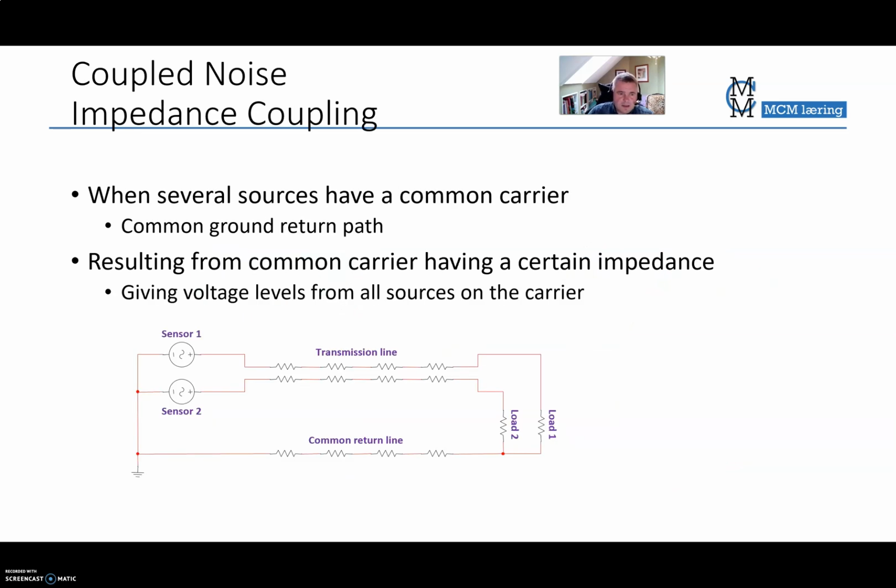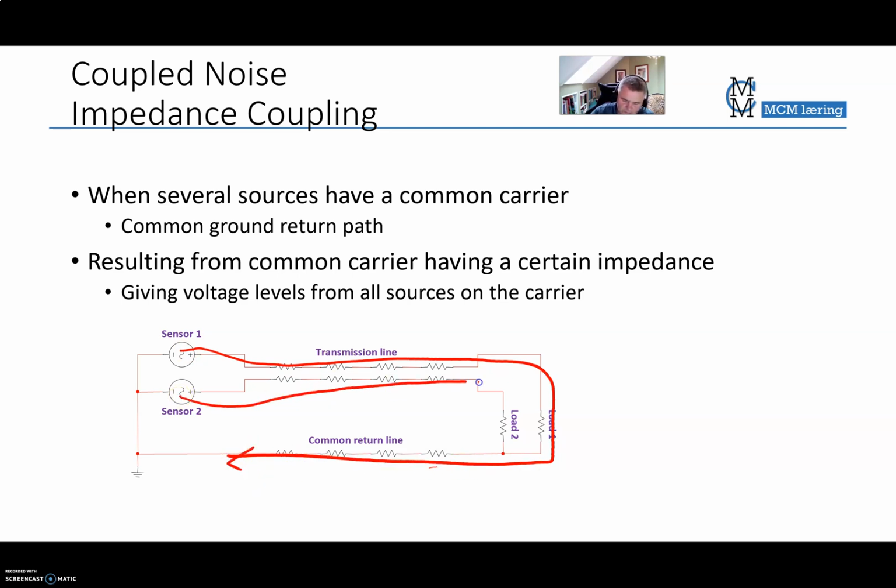impedance coupling. And that is a problem when you have, like this, two senders here. Those could be, for example, two different sensors sending their information on two different transmission lines, but they have one common return path. So the current from one of the sensors would go like this into the load and on the common return path, and the other one would go down this load but follow the same return path here.